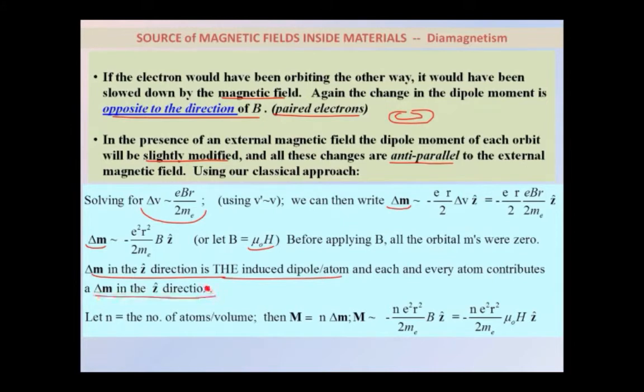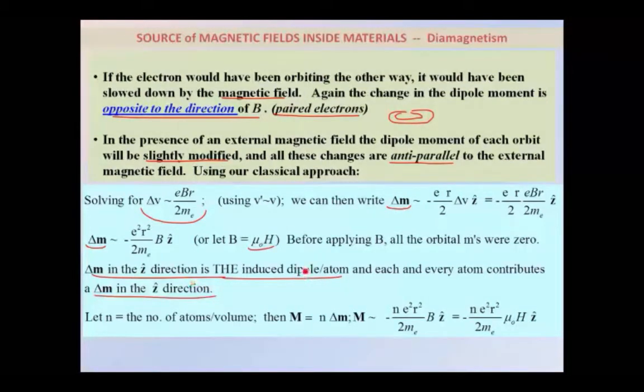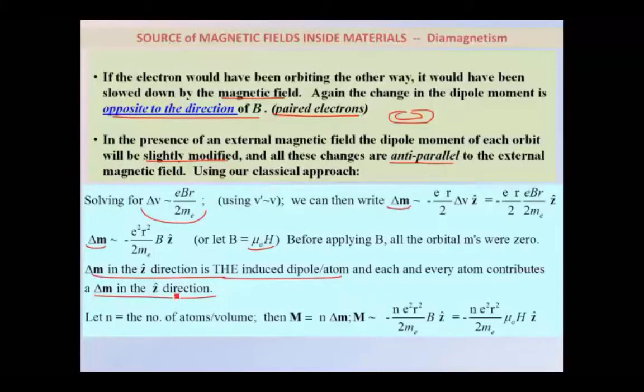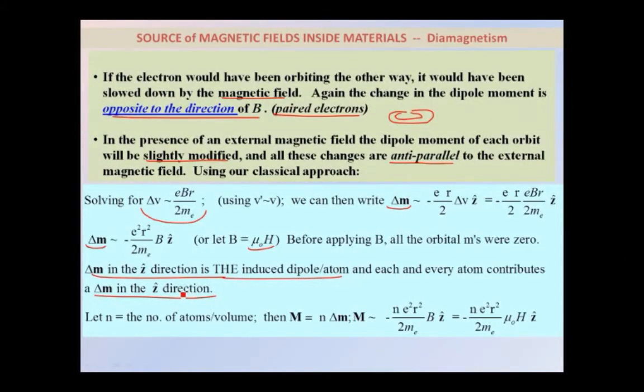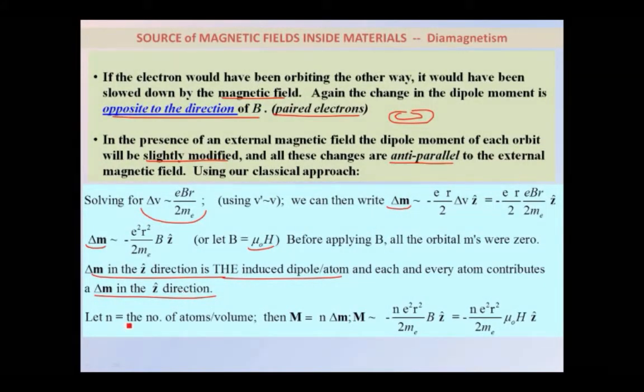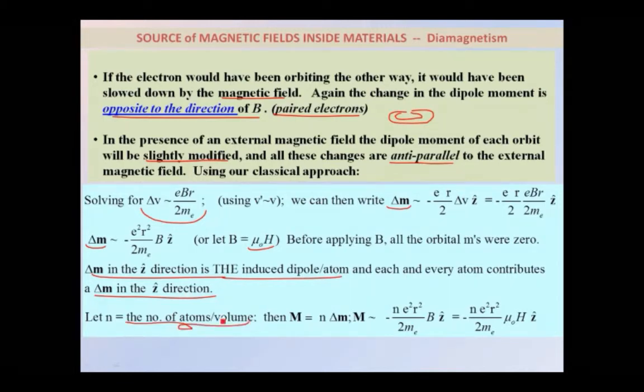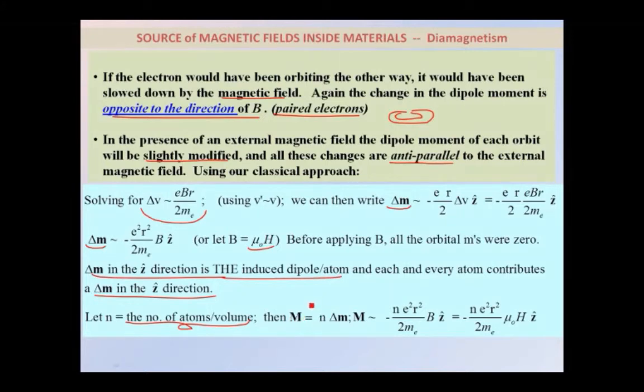Okay, this is very important. The induced dipole for every atom is in the same direction, and that is in the z direction, which is in the same direction as the B field. So if you had a density n of atoms, so n atoms per unit volume, then capital M is equal to little n times delta M. So this is the total magnetization due to this collection of atoms which have a density little n, and this is the change per atom.